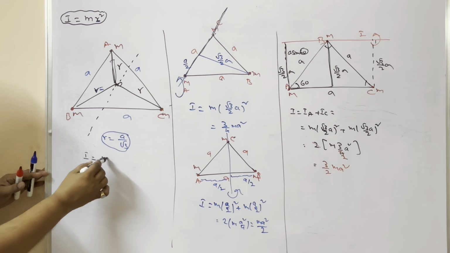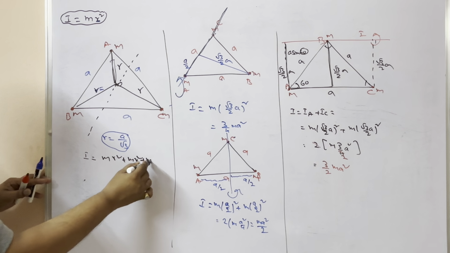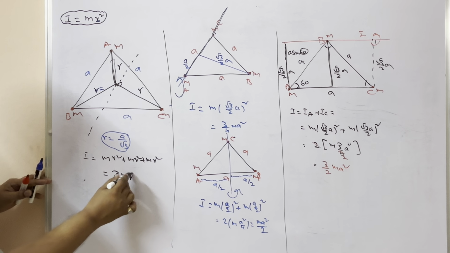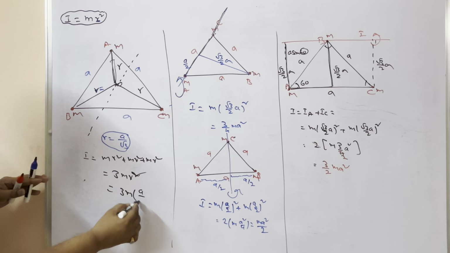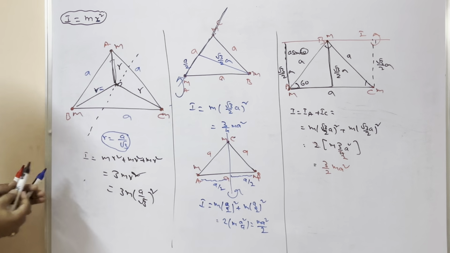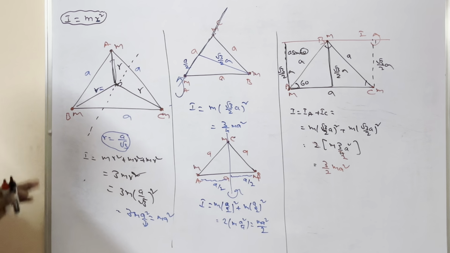Now I is equal to m r square plus m r square plus m r square, so 3 m r square. What is r we gave? a by root 3, whole square. So finally, how much did you get? 3 m a square by 3. That is going to be m a square.